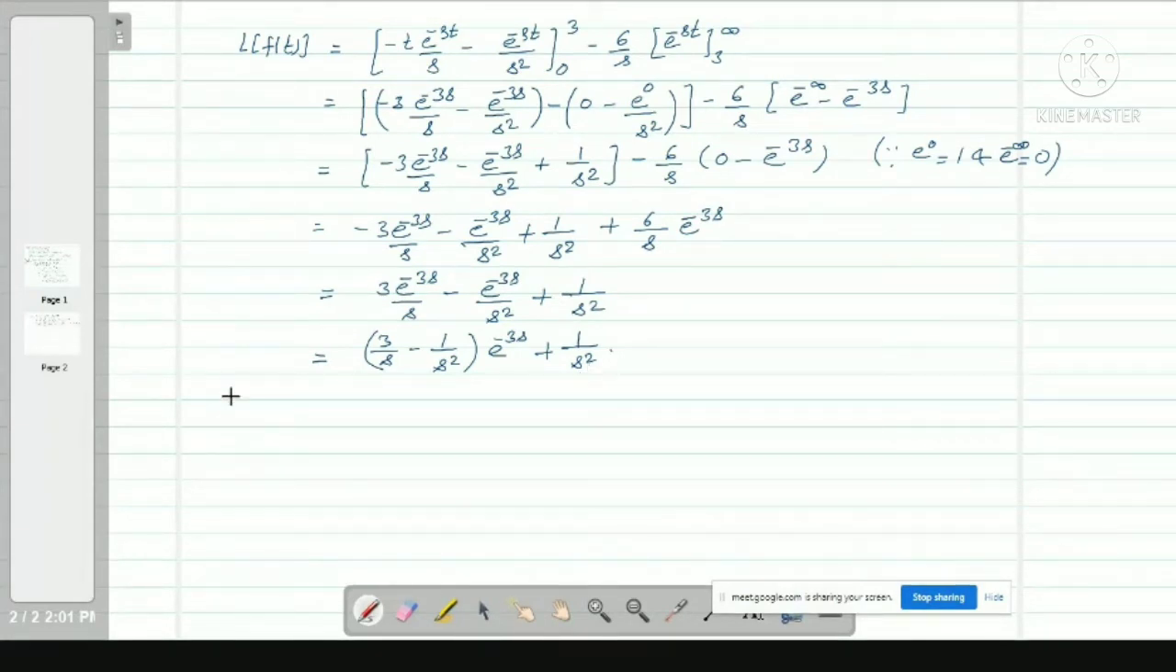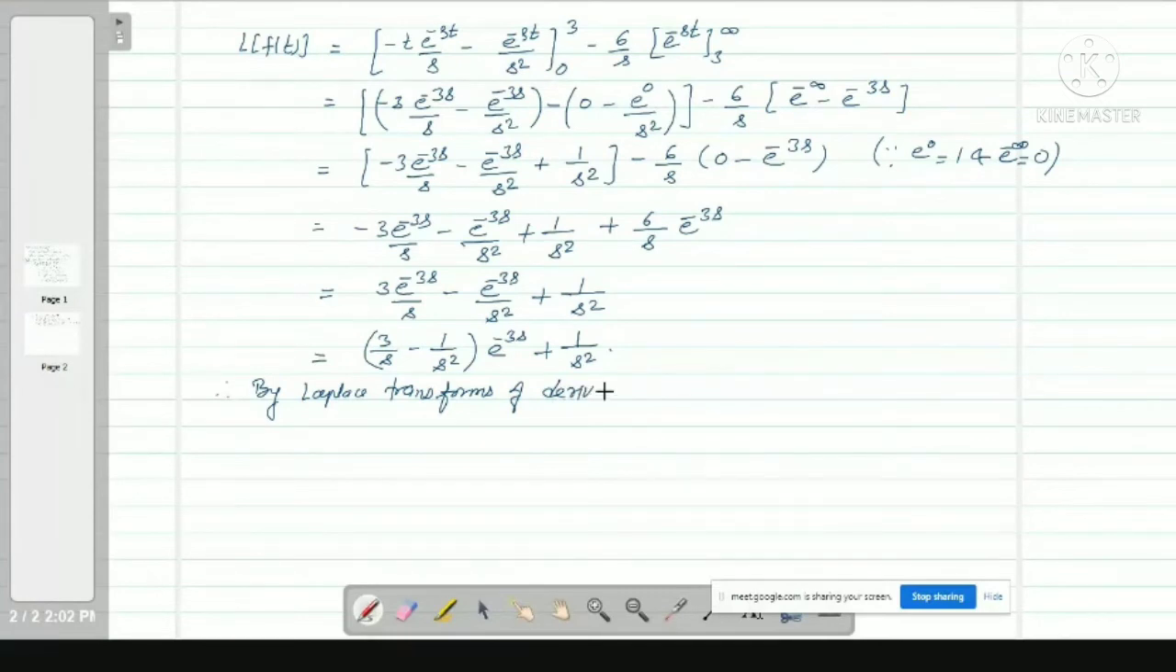Now here, using the Laplace transform of derivatives.